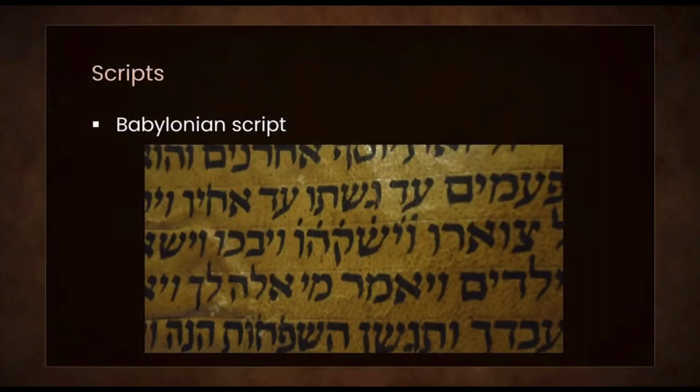Returning to our discussion of scripts, the script that we are going to be learning to read and write is called the Babylonian script, also known as the Aramaic script or the square script.